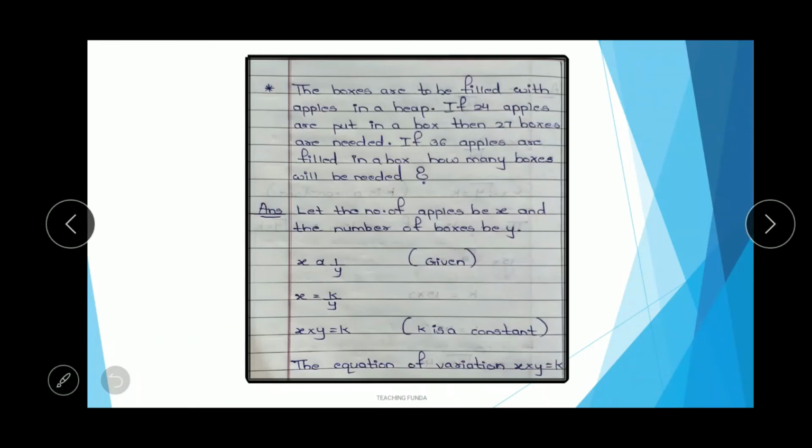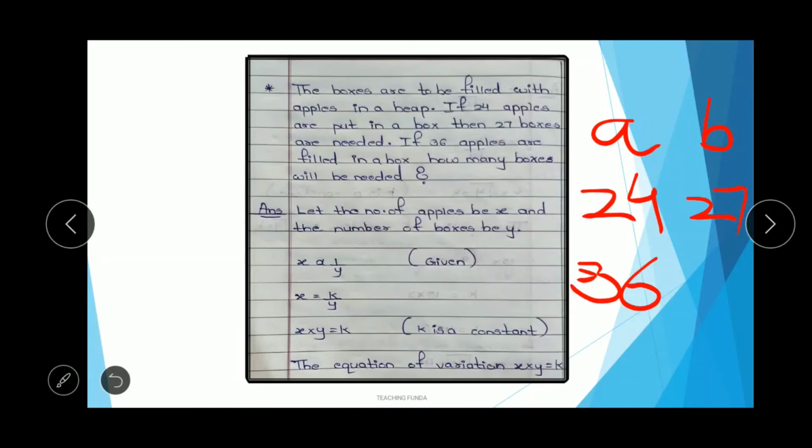Now see, 24, here I'll write A for apples, and here boxes. 24 apples are there and boxes is 27. Now here 36 apples are there, then boxes will decrease. In what way it will decrease, I'll tell you. See, the quantity you were putting in one box, you have to increase it, that is, 24 apples fill your 27 boxes.